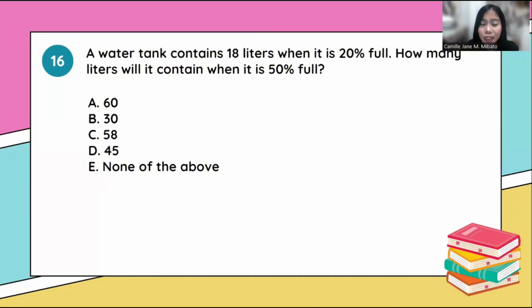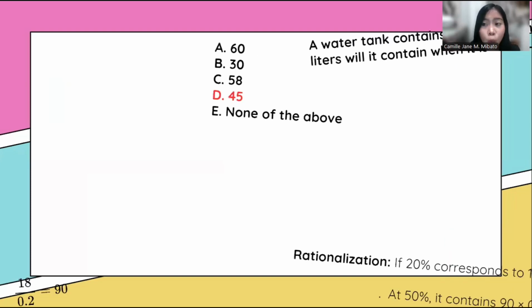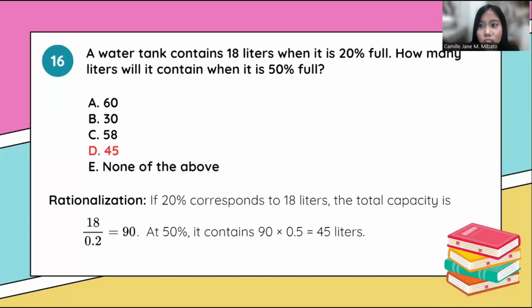A water tank contains 18 liters when it is 20% full. How many liters will it contain when it is 50% full? A. 60, B. 30, C. 58, D. 45, or letter E. None of the above. What do you think is the answer? It's letter D, 45. So let's rationalize that, how we got letter D.